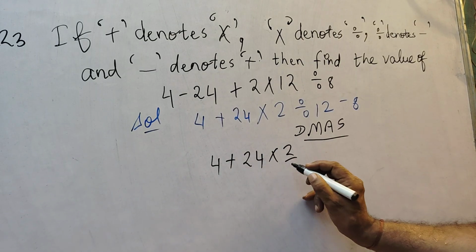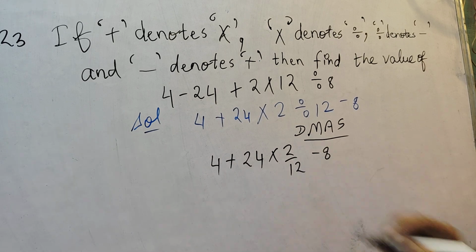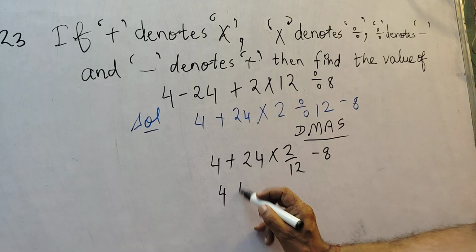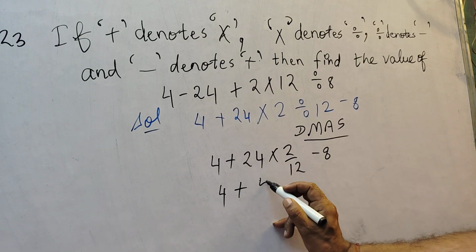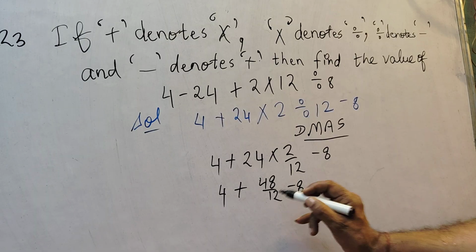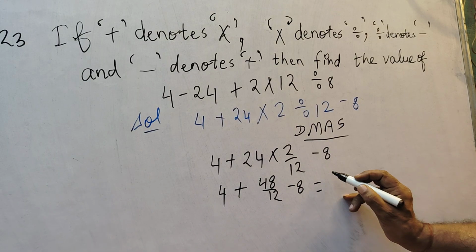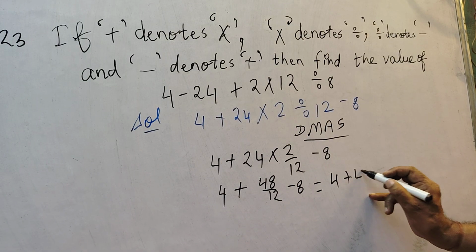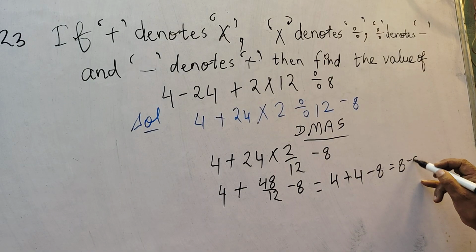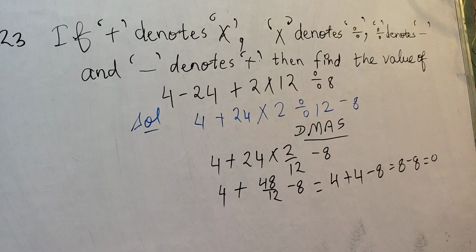So it is 24 divide 12. Now multiply numerator: 24 times 2 is 48. So 48 divide 12 gives us 4. 4 plus 4 is 8. 8 minus 8 is 0. So we get the answer 0, which is given in option D.